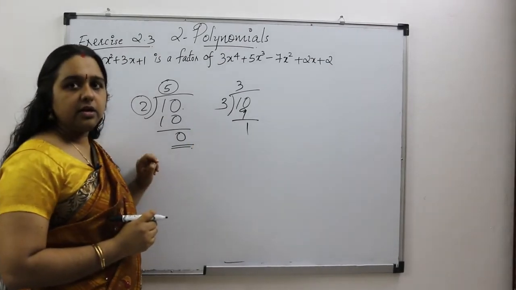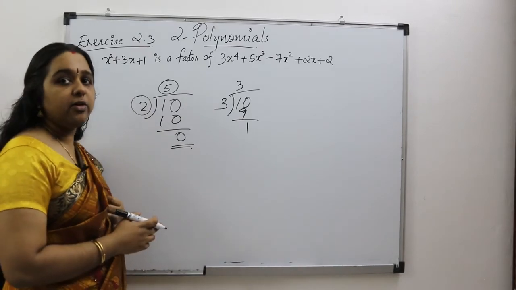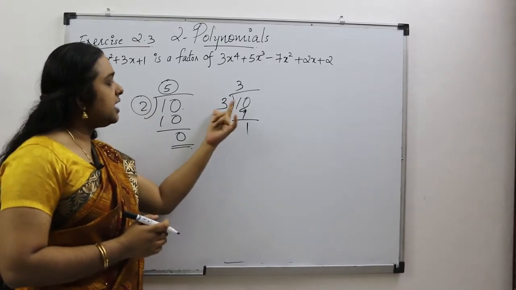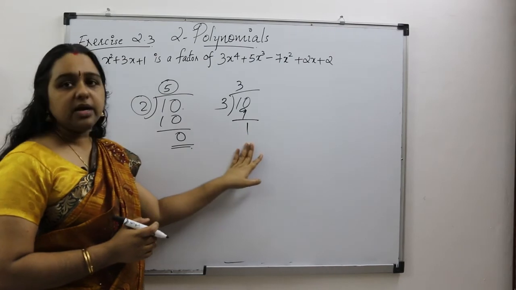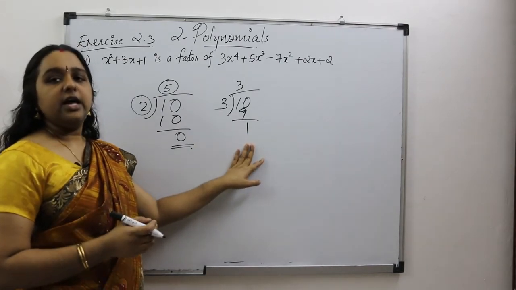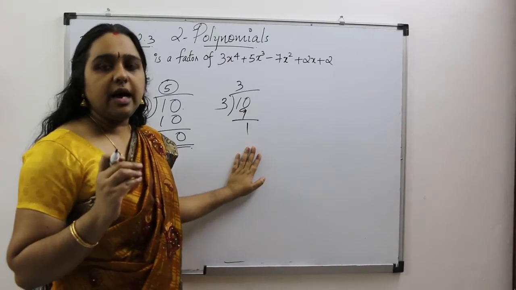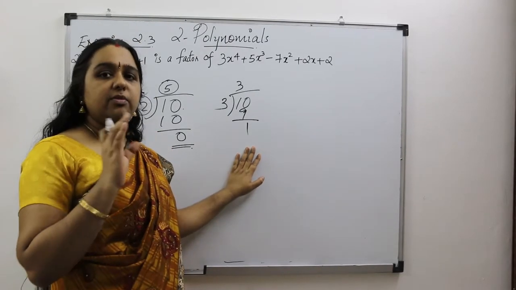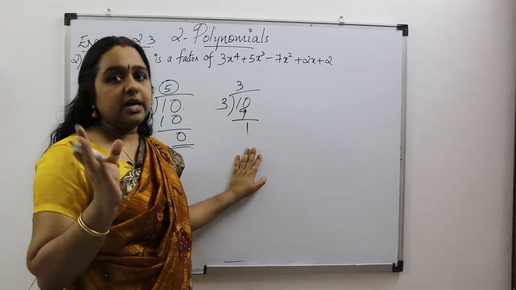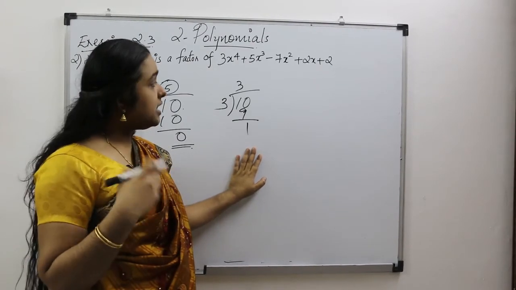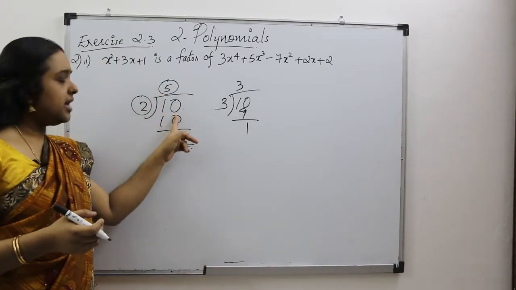That means 3 is not a factor of 10. Is 3 a factor of 10? No, 3 is not a factor of 10. Why? Because when we are dividing it with 3, we are not getting a remainder 0. Our remainder is 1 here. Whenever we are dividing two numbers, if the remainder happens to be 0, then that number will be a factor of the dividend. Then the divisor and the quotient both will be factors of that dividend.